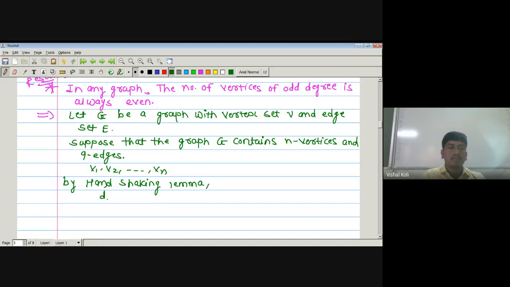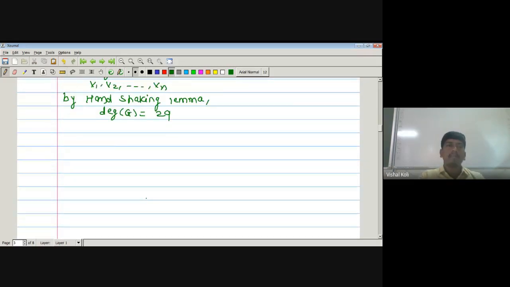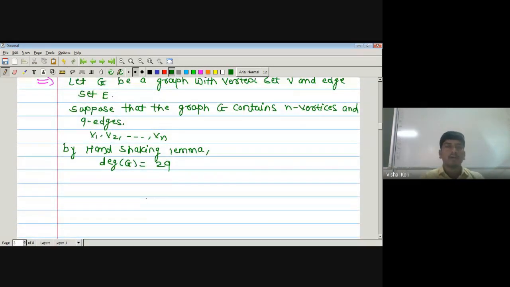degree of graph G is equal to twice the number of edges in graph G. As here there are q edges, the degree of graph G is 2q. But by the definition, the degree of a graph is the sum of the degrees of all the vertices in G. As there are n vertices in graph G, the degree of graph G is the summation of degree of vk for k running from 1 to n, which is equal to 2q.